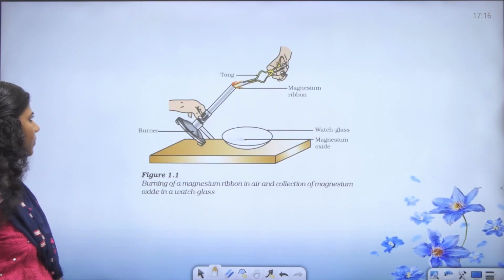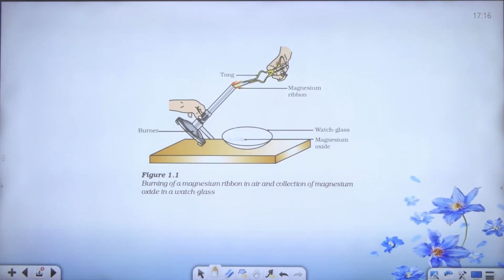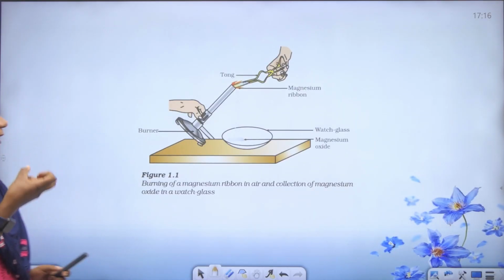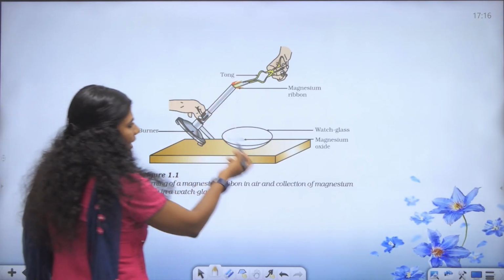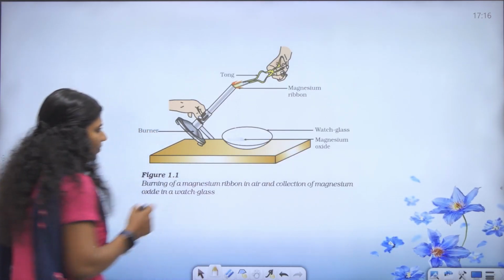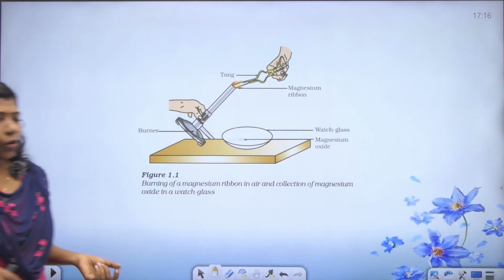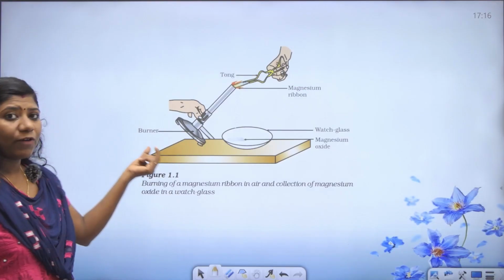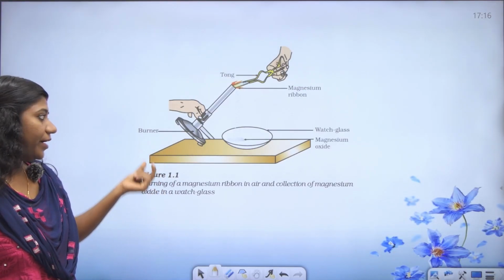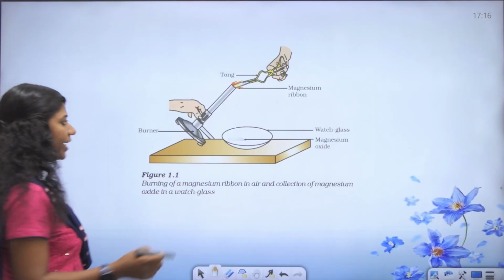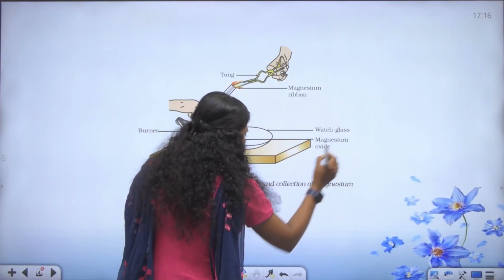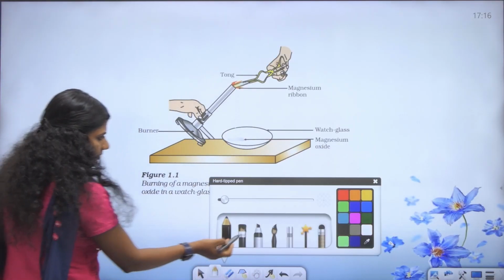Let's do some experiment. Take a piece of neat and clean magnesium ribbon and burn it. Then collect the ash in a watch glass. What do you observe? A white colored ash is formed. That white colored ash is magnesium oxide.